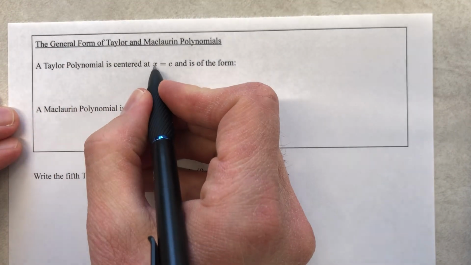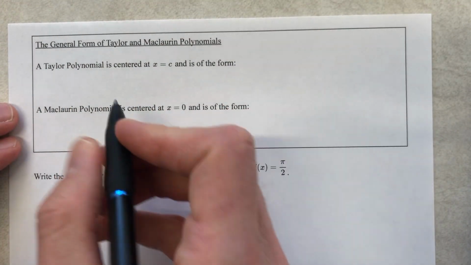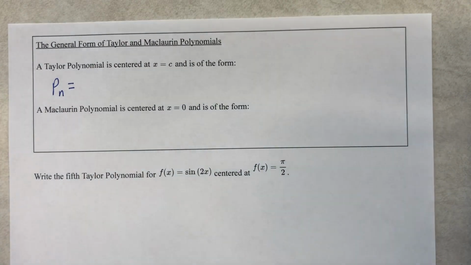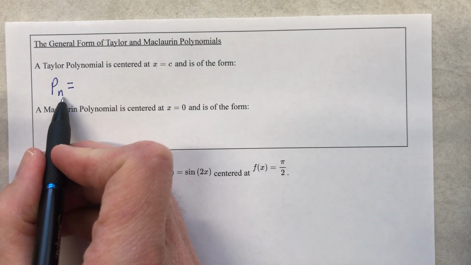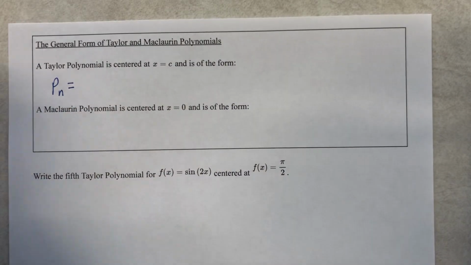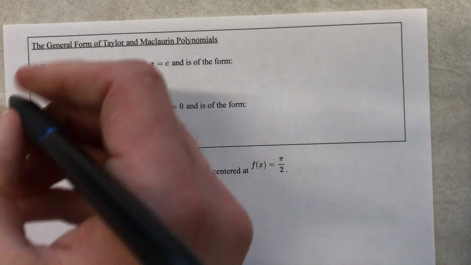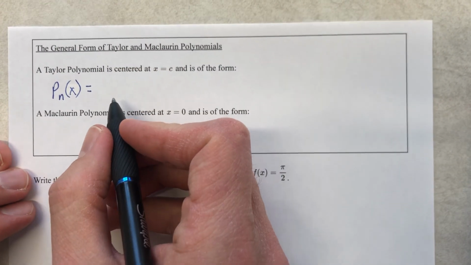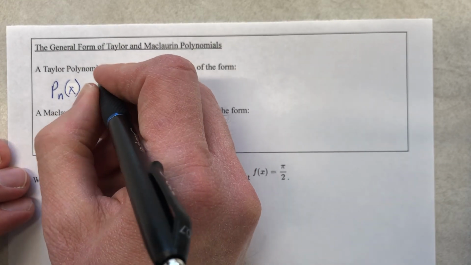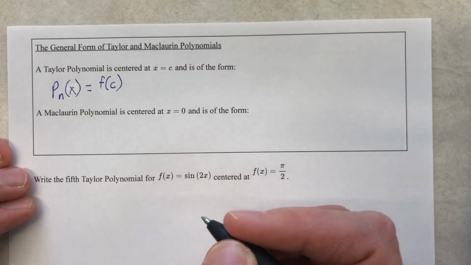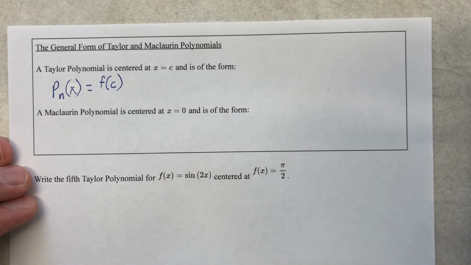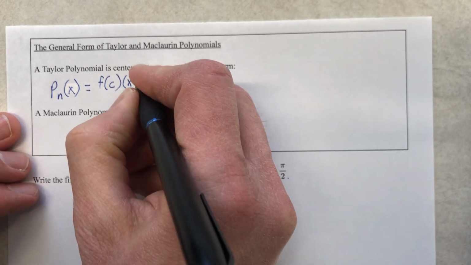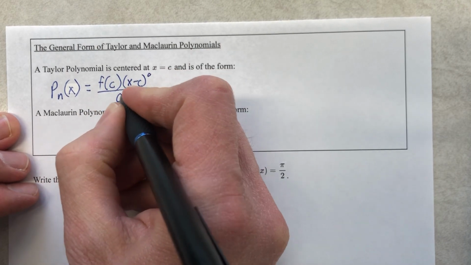A Taylor polynomial centered at x equals c is of the form P sub n of x, and this would be the nth degree. All right, the very first term was simply the function evaluated at c. If you want to get really technical about it, for the sake of the pattern, and I will do this a lot, you would also have (x minus c) to the 0 over 0 factorial.